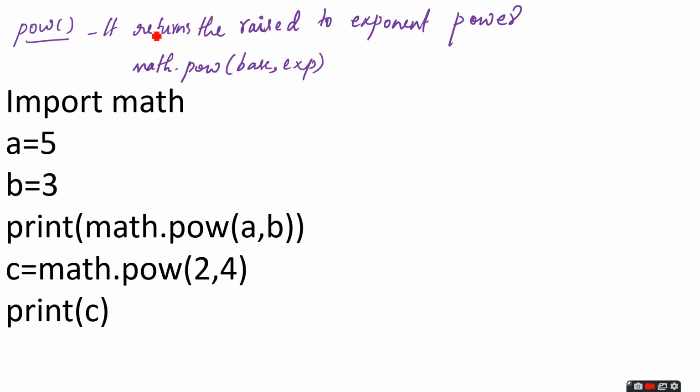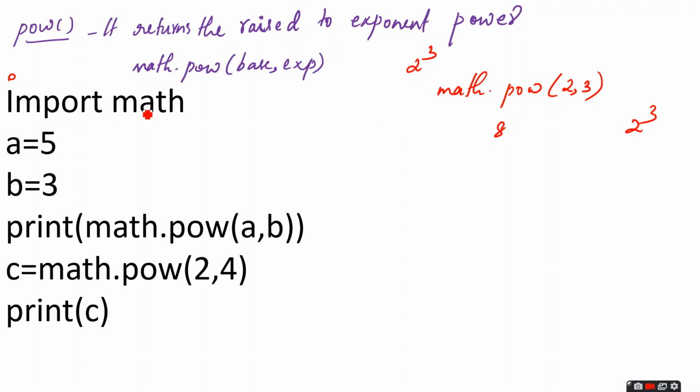Now next, it is the power function. It returns the base raised to the exponent power. That means I am writing 2 raised to 3. So I will get the result of 2 raised to 3. 2 is the base and 3 is the power here. So we can use the power function POW, math dot pow, base comma exponent. So it will be like this: math dot pow, inside the parenthesis 2 comma 3. That is 2 raised to 3. The output will be 8. Here i is small letter i.